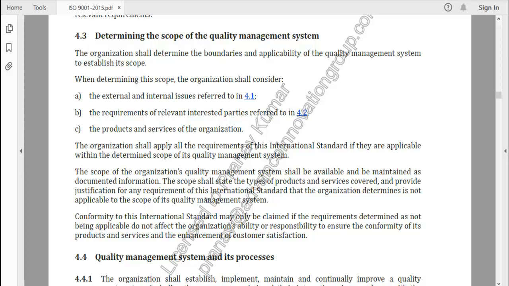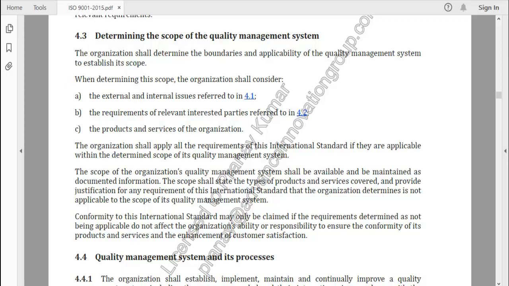A different organization was producing products, but the design component of the product was always provided to them by their customers. They chose to take exclusion for design and development related clauses in the ISO 9001 standard, and it was justifiable.